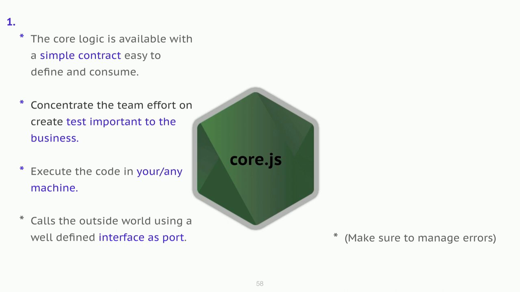What we can see in the center, in the core, is that this core logic is available with a simple contract, simple parameters that you can define easily and consume easily. Those can be small classes or small functions. And also, we can concentrate the team effort on creating what is important for your business, the tests that are important for your business, those tests that only will change if your business changes. And also, it calls the outside world using one interface as port.